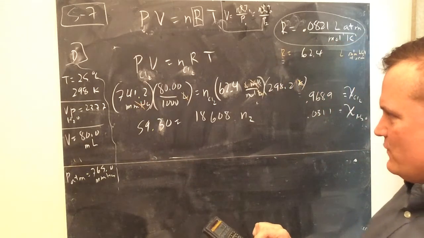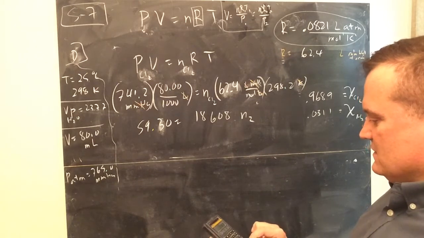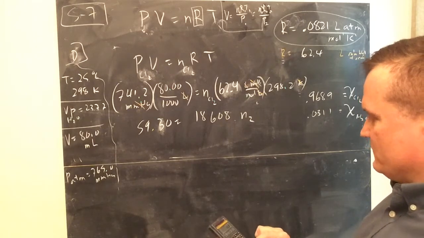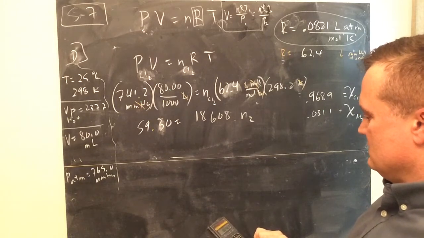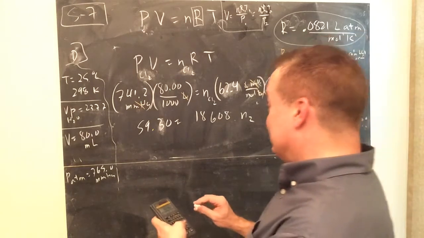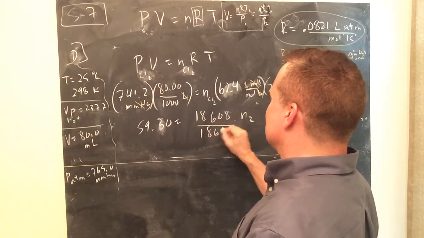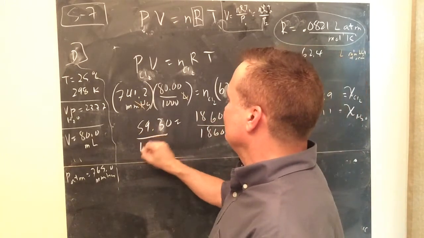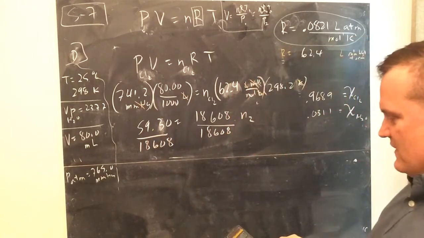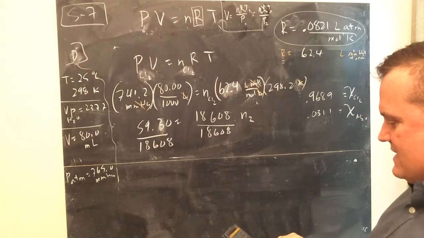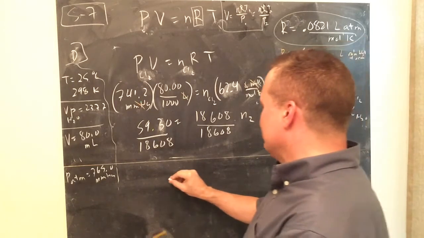It looks kind of weird. 741.2 times 80 and divided by 1,000. That's correct. 62.4 times 298.2 equals 18,608. Yeah, that's right. Okay, now I'll divide both sides by that 18,608 to get this. So 59.30 divided by 18,608. It's a very small number.